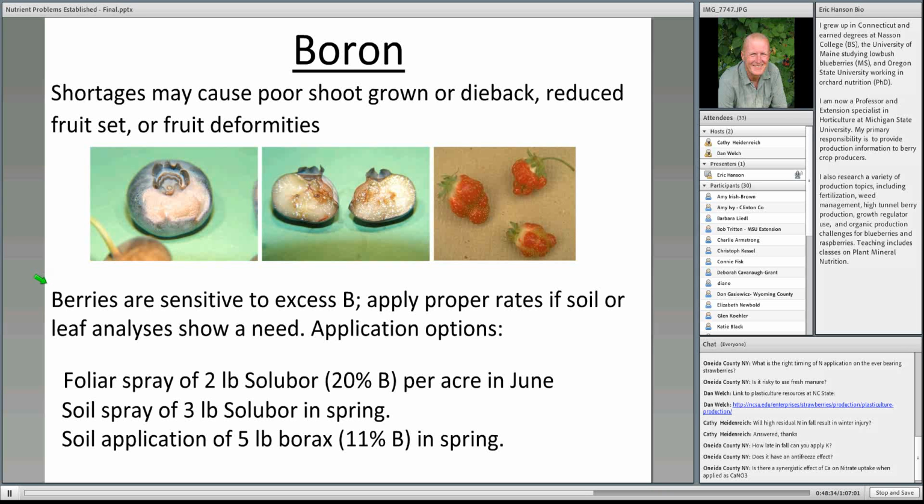If there is a need, it's easy to get boron into these crops either through foliar applications applied early in the season to the foliage, or through sprays to the ground in the spring that could be applied with a weed spray, or even soil applications of granulated material in the spring.